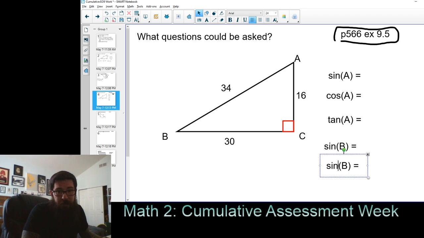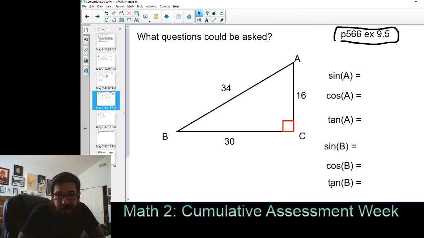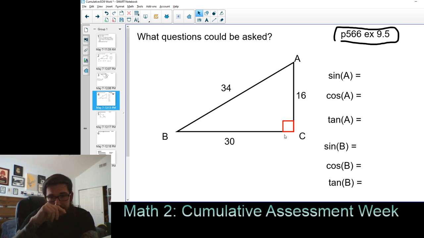And then cosine of B. And to finish it off, tangent of B. Basically, can you give me every single possible variation on these? I wouldn't do any with C because that's the right angle. None of the trig functions we're going to use are going to use that right angle. It's always going to be just these other 2. The right angle and the triangle allows us to use these.